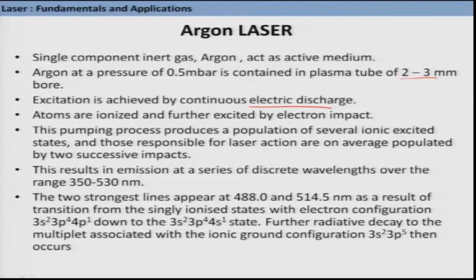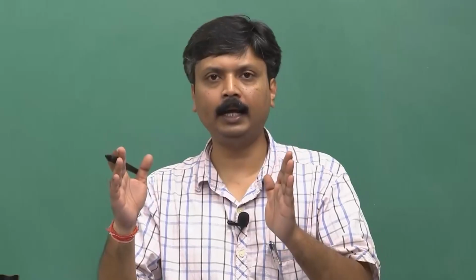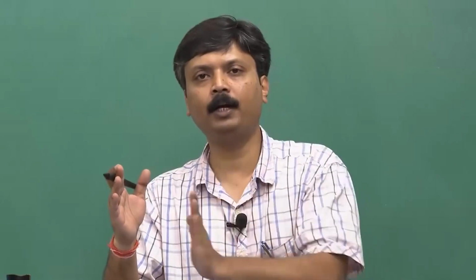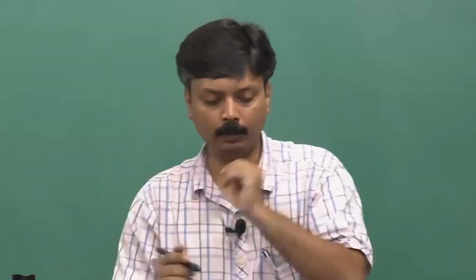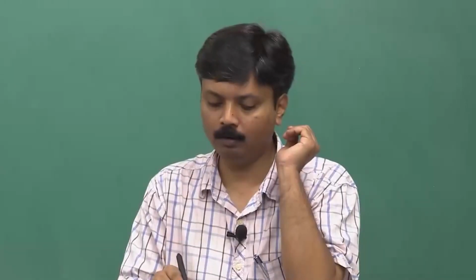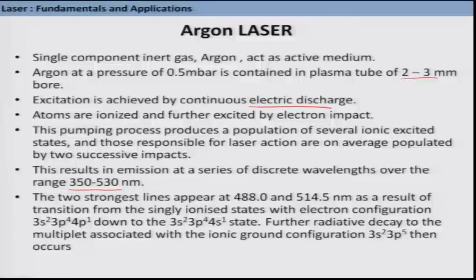Now there are several emission wavelengths that are achieved from this argon ion laser. However, this is not a continuously tunable laser system, but over a range it can give rise to several different discrete frequencies. Okay, and this range is roughly around 350 to 530 nanometer. And there are certain emission lines which are really famous.